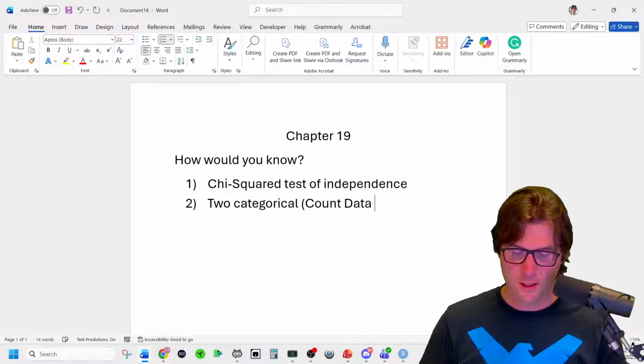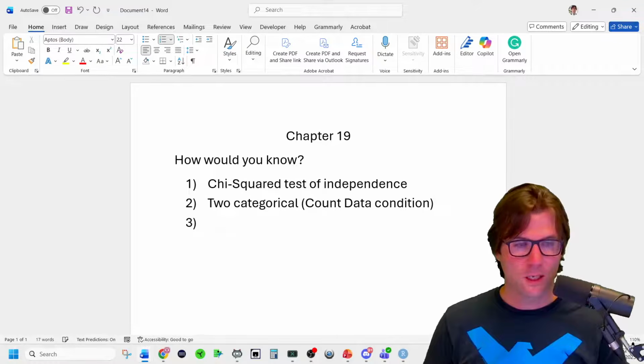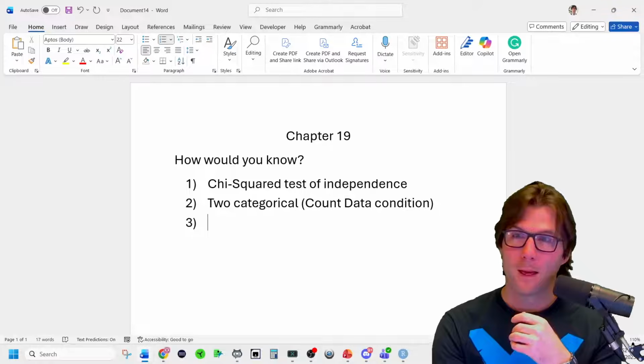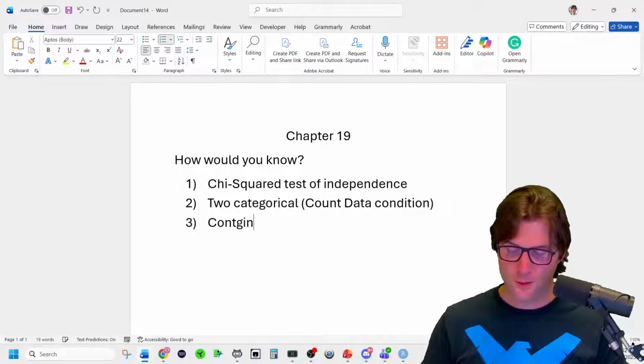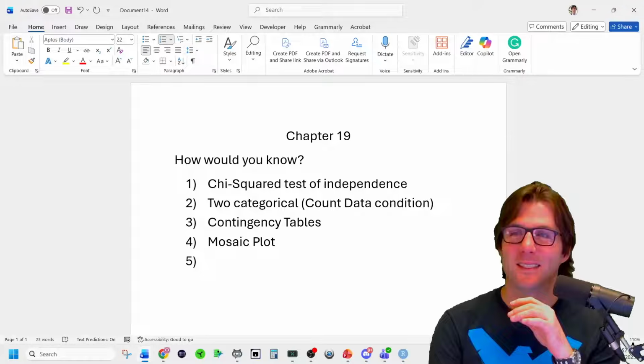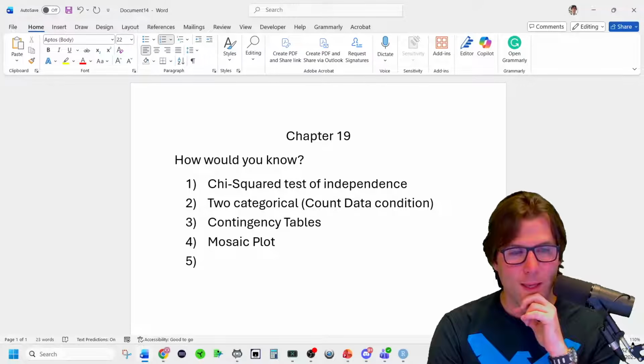This is the count data condition. So that's literally the count data condition. Oh, it is the last one. Yep. And then you have contingency tables, maybe. Contingency tables. You have a mosaic plot. I'm trying to think if there's anything else, maybe.